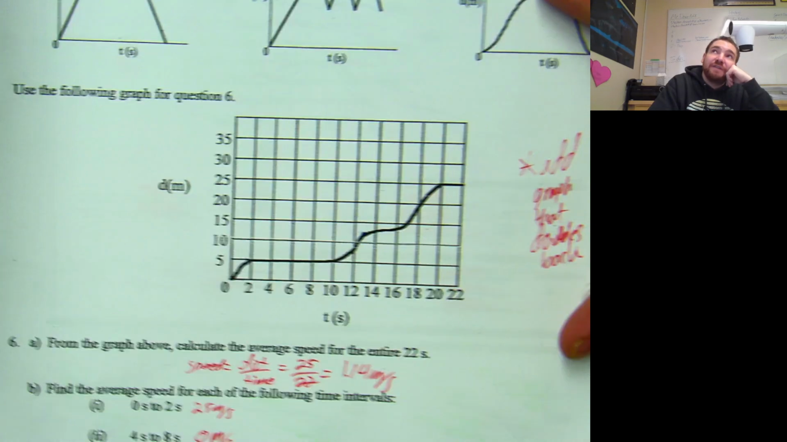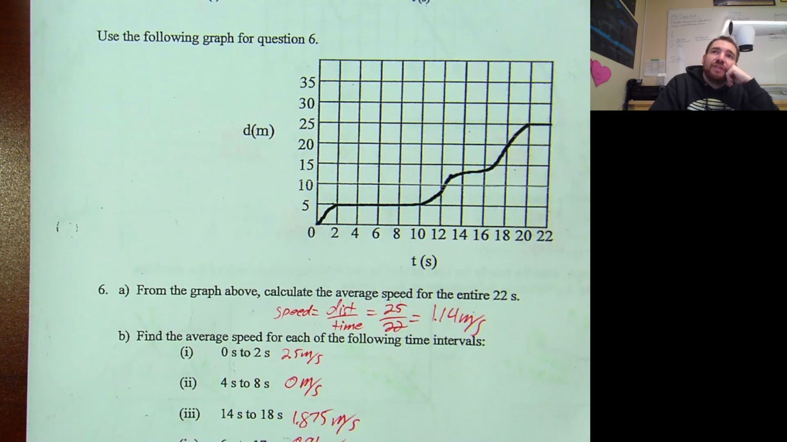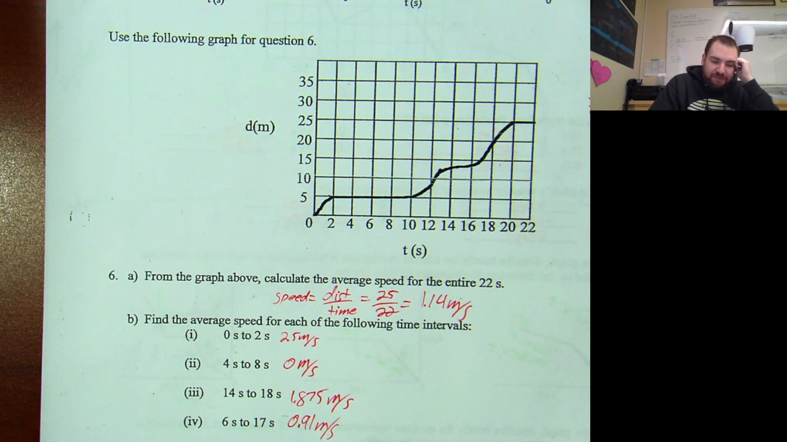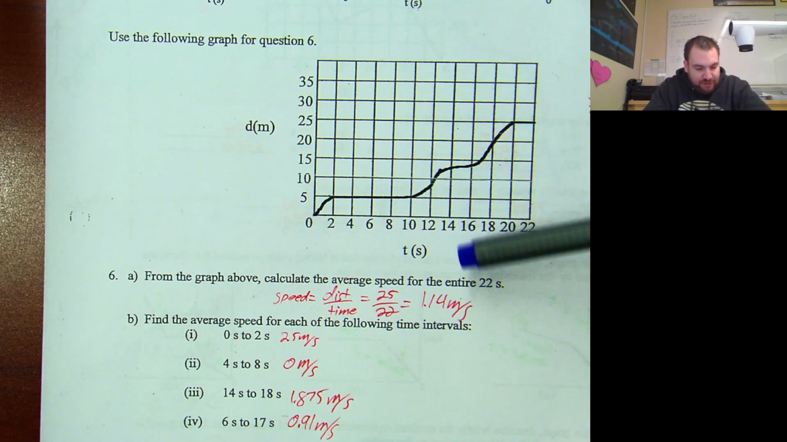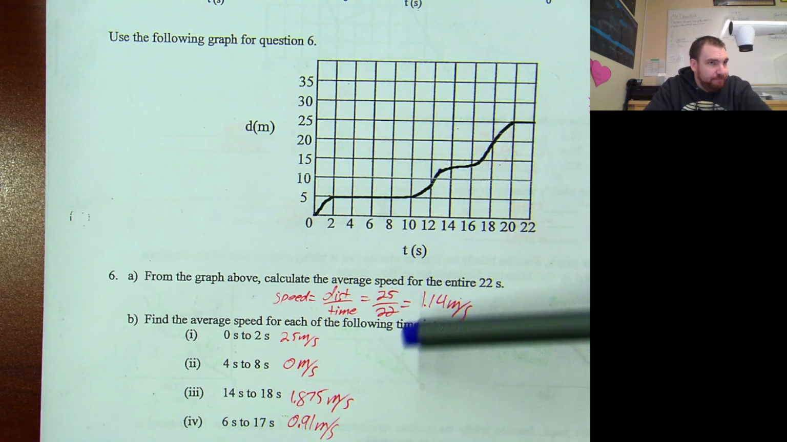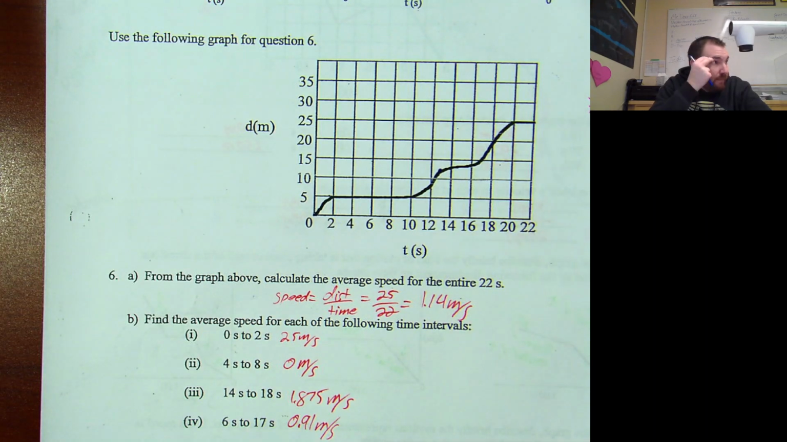I gave you then this following graph. Don't worry about that writing on the side there. These were the values that I calculated for the average speed for each of the following time intervals and the average speed for the entire 22 seconds. Comments, questions, concerns about any of these values? We're cool with all of them? Okay, hearing nothing. Or are we still checking? Some of you are still looking.